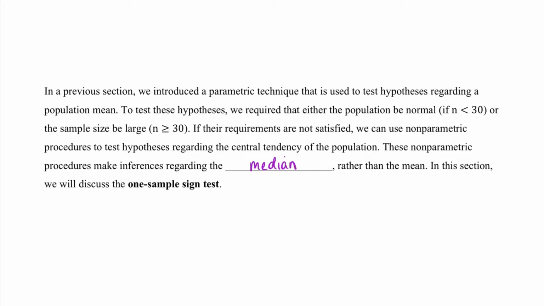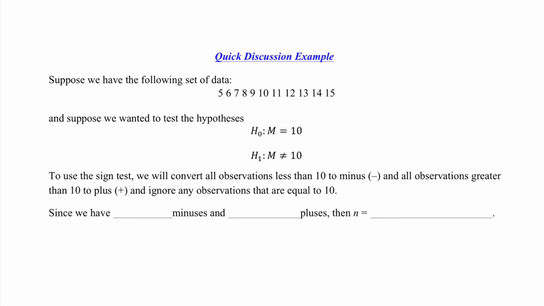In this section, we're going to discuss a one-sample sign test as we conduct tests about the median of a population. Jumping right into our quick discussion example, suppose we have the following set of data, and suppose we wanted to test the hypothesis that the median is not equal to 10. To use the sign test, we need to convert all observations less than 10 to minus signs, and all observations greater than 10 to plus signs, and we ignore any observations that are equal to 10.